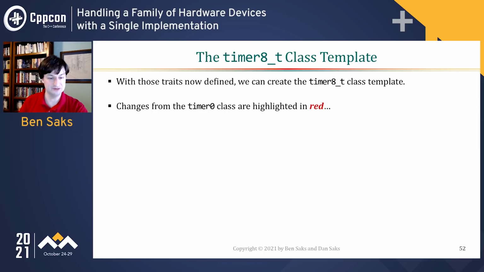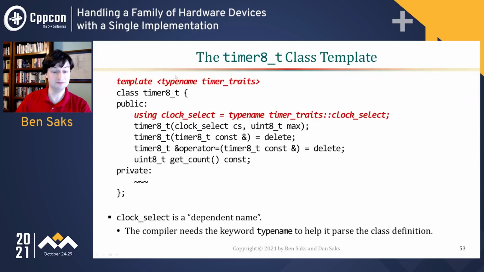All right, so now we're ready to take a look at the timer 8t class template. It's going to look a lot like the timer 0 class, it's based heavily on that. I've highlighted the differences between them in red. Okay, so it's now a class template, so it's got the template boilerplate at the top. The clock select, rather than being an enumeration that's spelled out directly in timer 8t, is now a type alias for whichever clock select type we got from our timer traits.